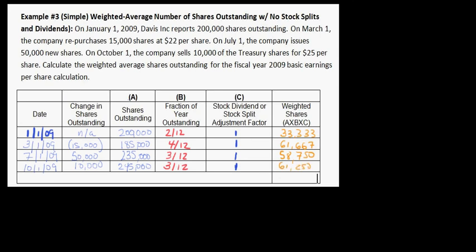So, if you look at the last column, it's 245,000. 245,000 was outstanding for 3 twelfths or 1/4 of the year. So that is 61,250 of the weight. Okay.